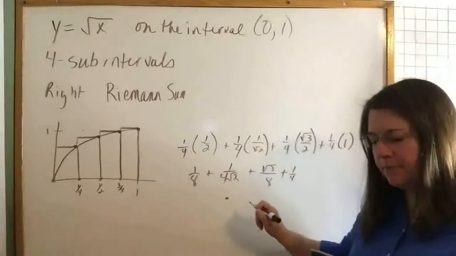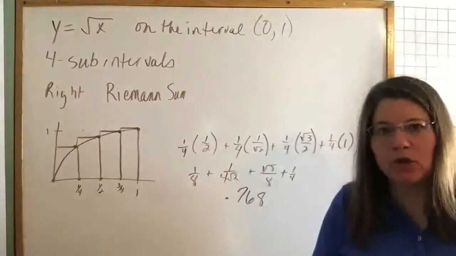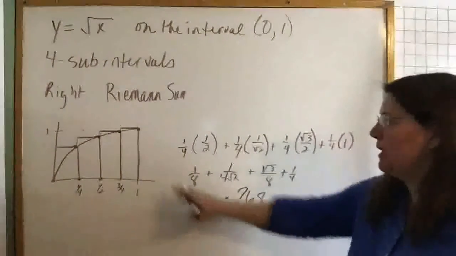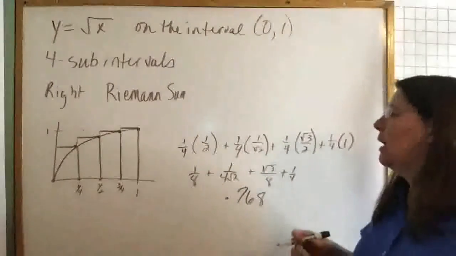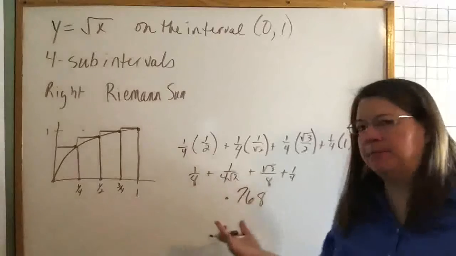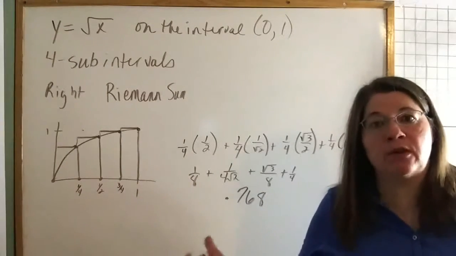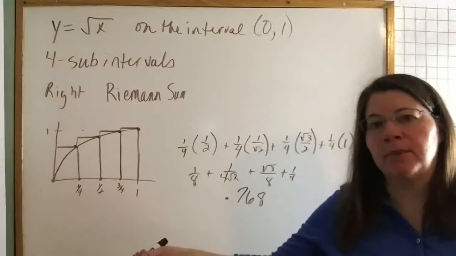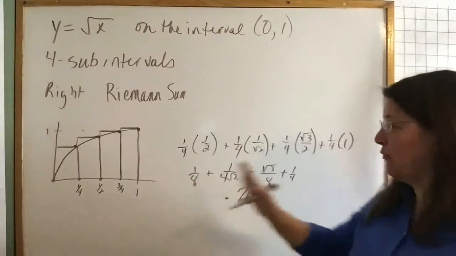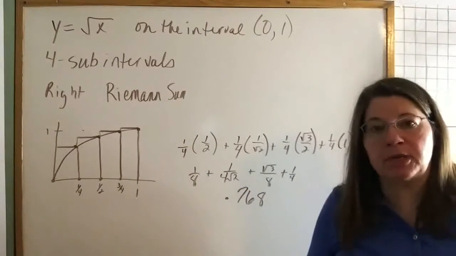And when I do that, I end up with 0.768 square units. And again, that would be an overestimate. So if I use the left Riemann sum and the right Riemann sum, I know the actual area under the curve is going to be somewhere between those two, because the left Riemann sum was an underestimate and the right Riemann sum is an overestimate. And you can tell that by looking at the pictures.